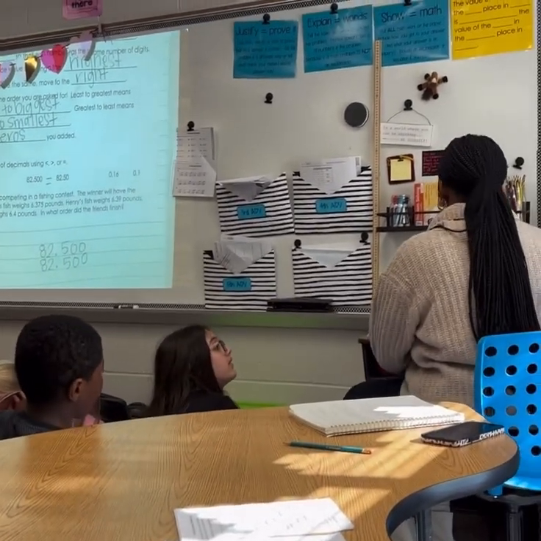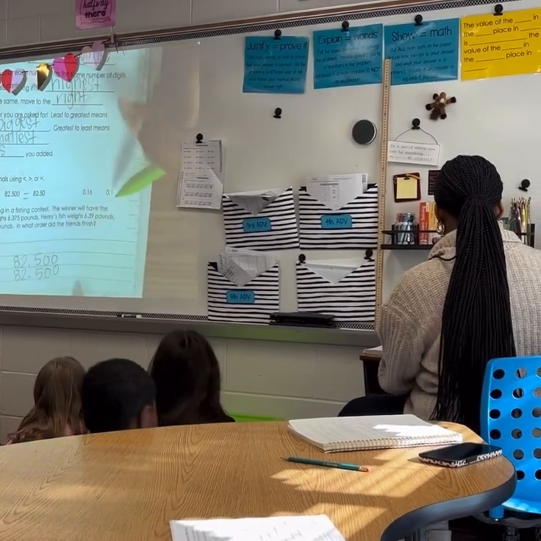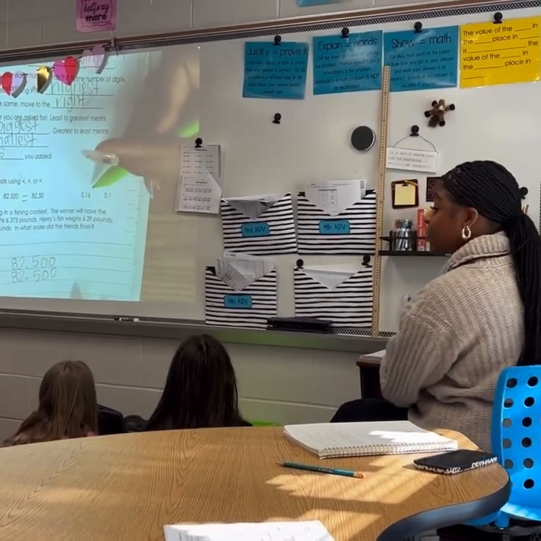So what we're going to do, this third one, work it out with your elbow partner. Sorry, I pointed to the word problem. This third one, do it with your elbow partner.